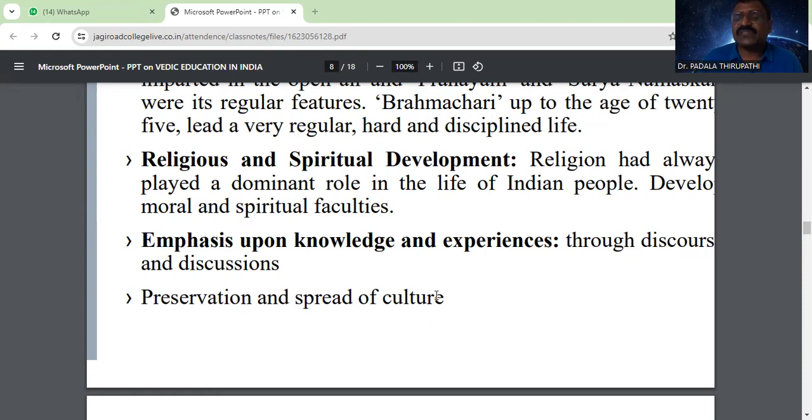The next aim of the Vedic period is preservation and spread of culture. So ancient culture is also most important. Why? Because it is preserved and spread among the cultured people through enculturation. In this process, culture is transmitted from the older people to the younger ones or budding people. Okay.